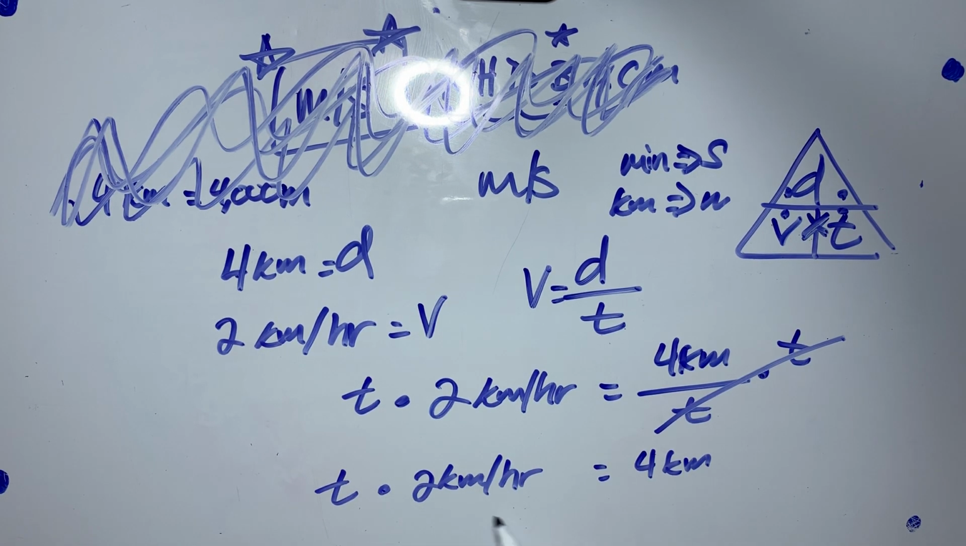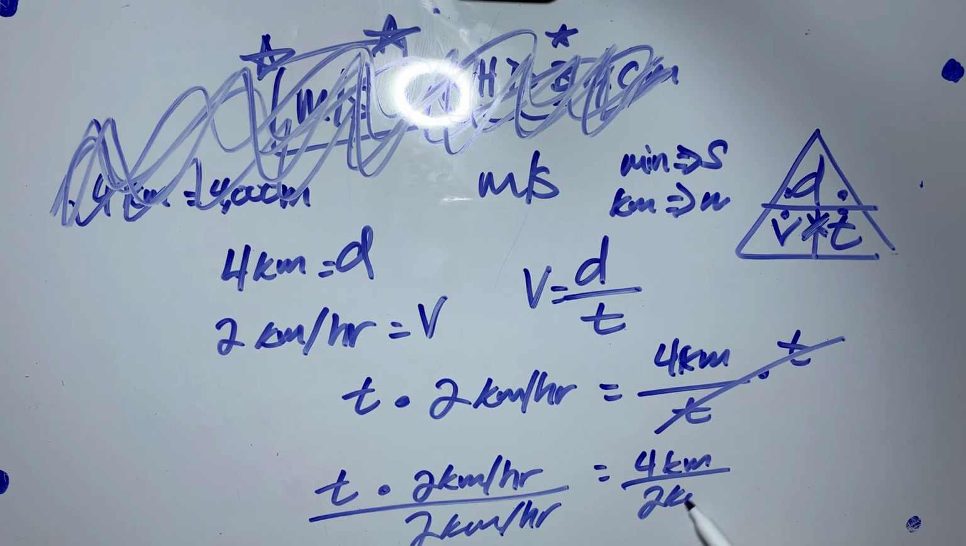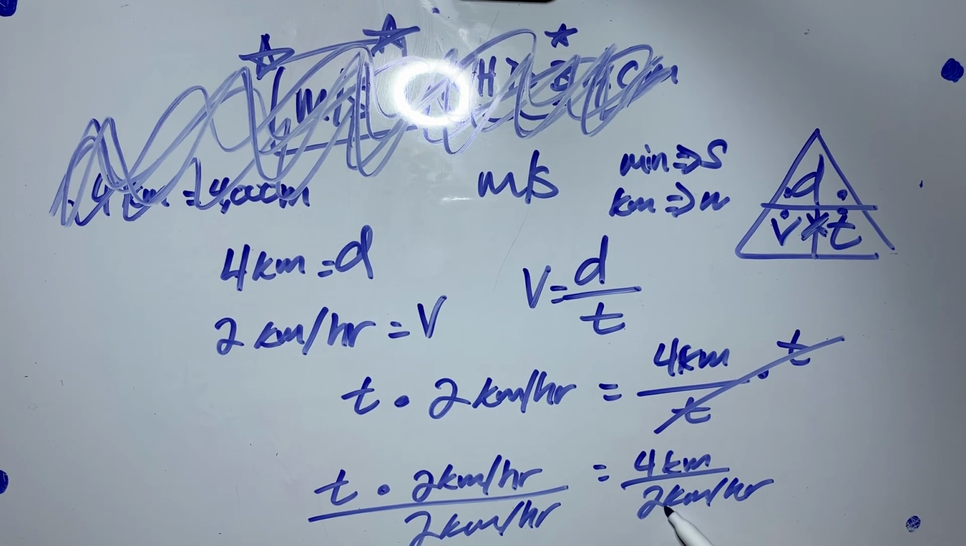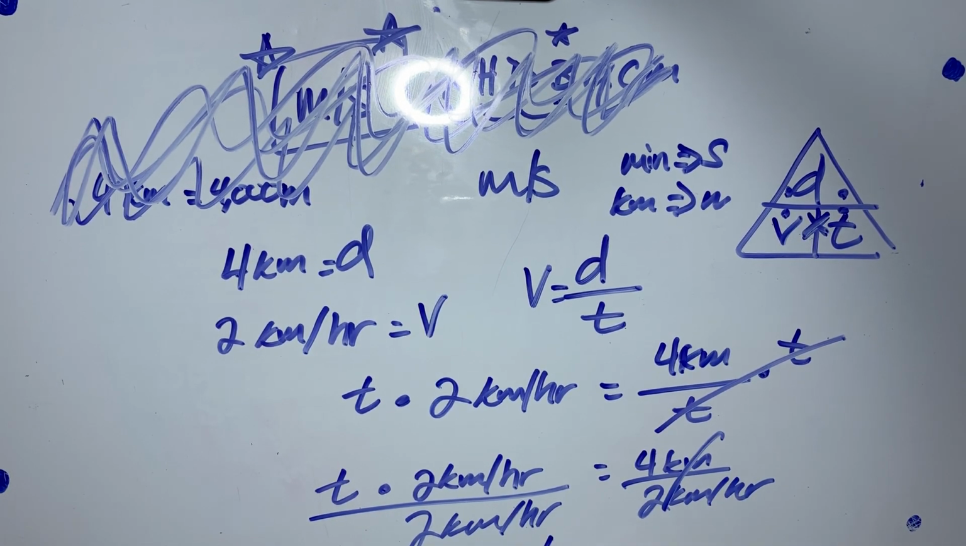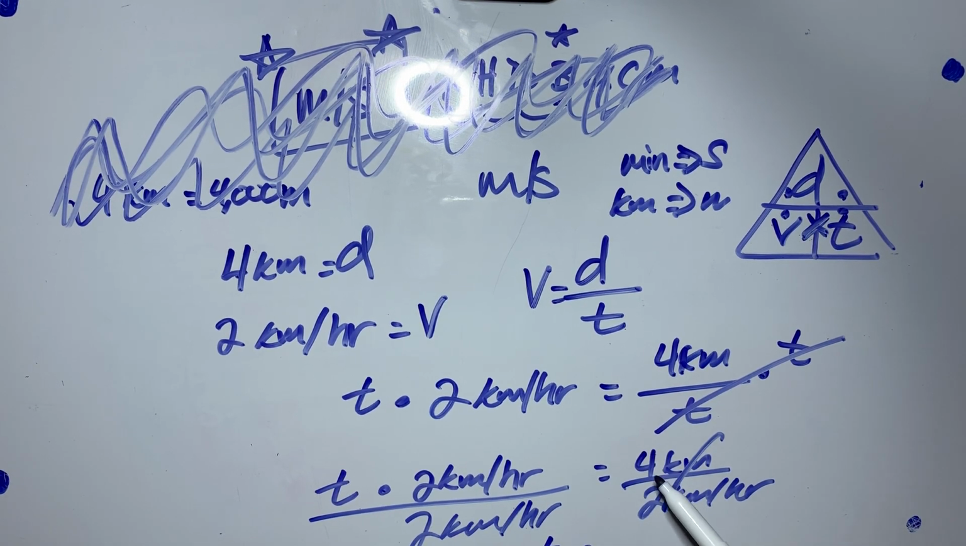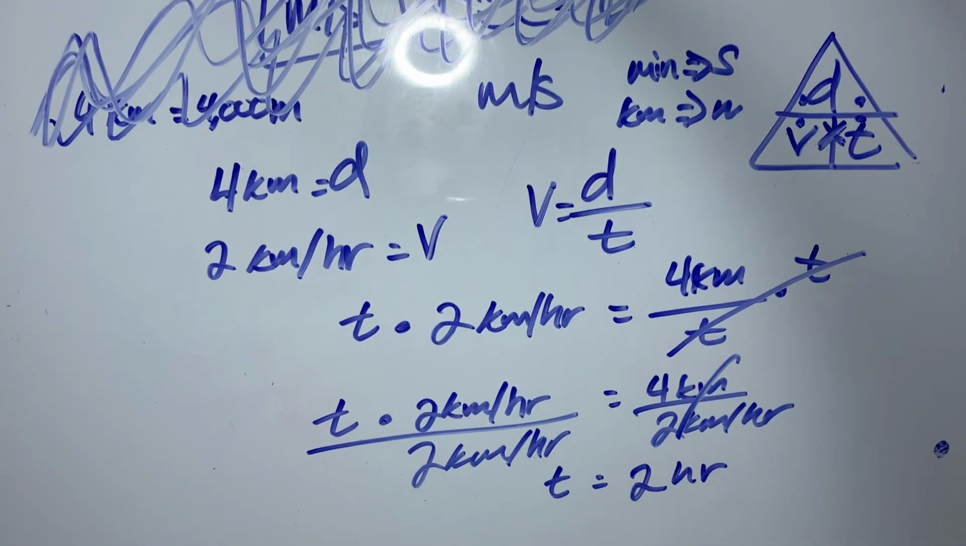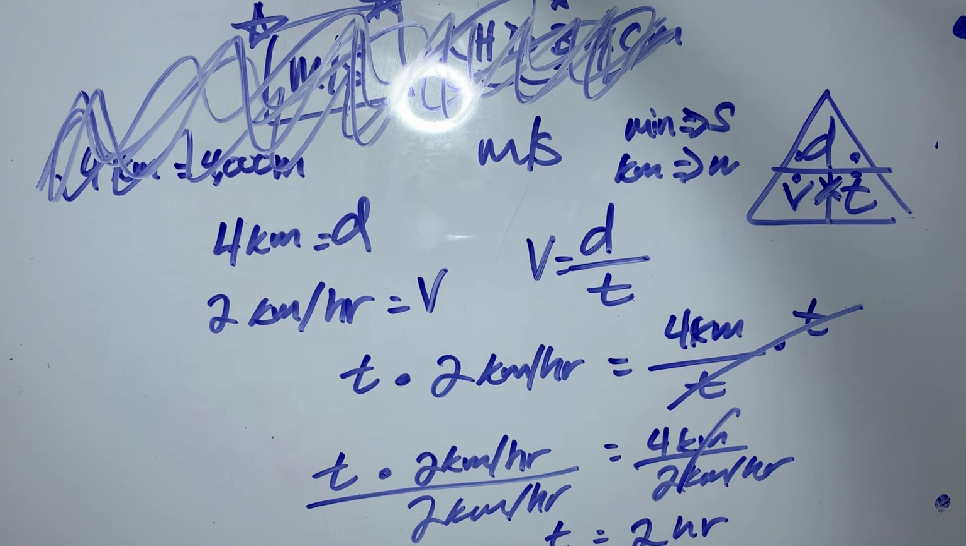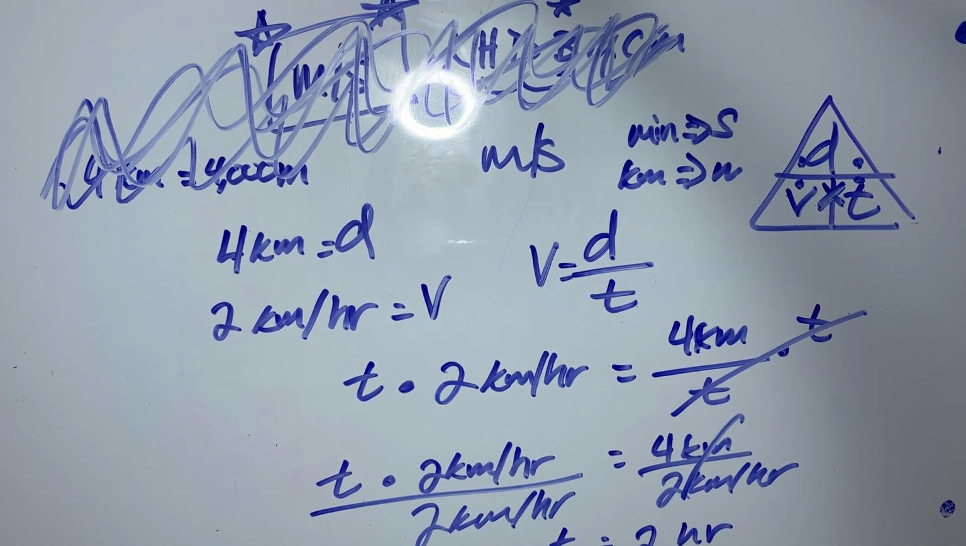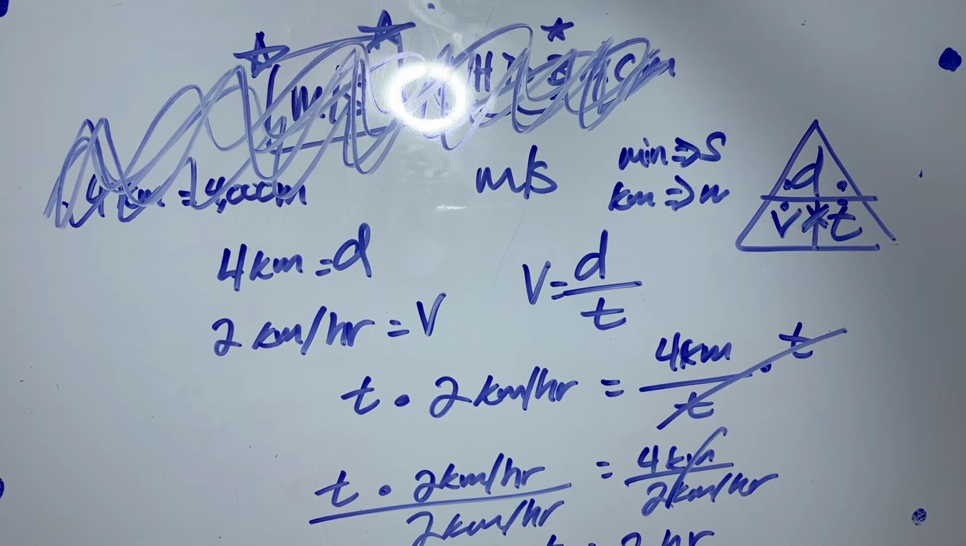Okay, so since it's being multiplied, I'm going to divide this whole thing by 2 kilometers per hour on both sides. Guess what? My kilometers cancel out. T is going to be equal to 4 divided by 2, which is going to give me 2. And then what's left over is hours. Hopefully everybody can see that. Okay, so that's how you do that one.